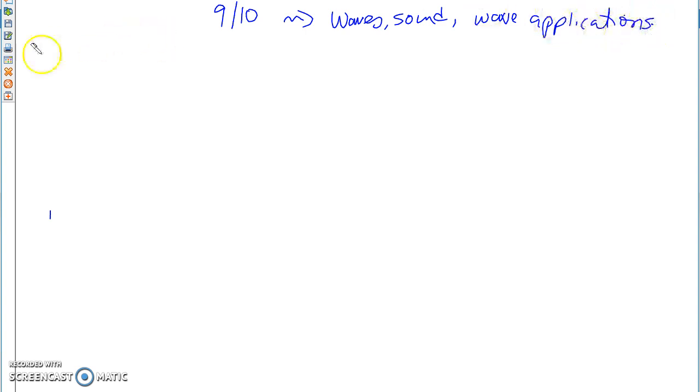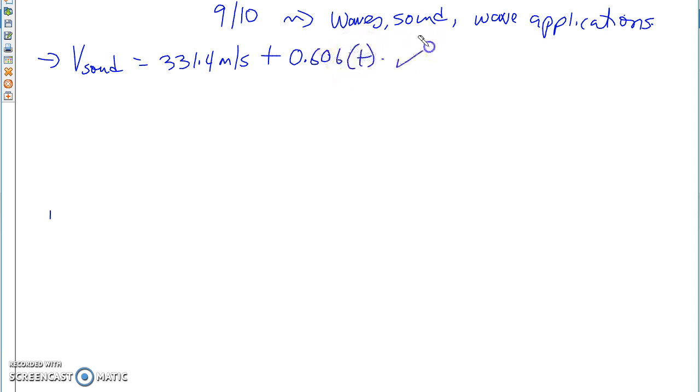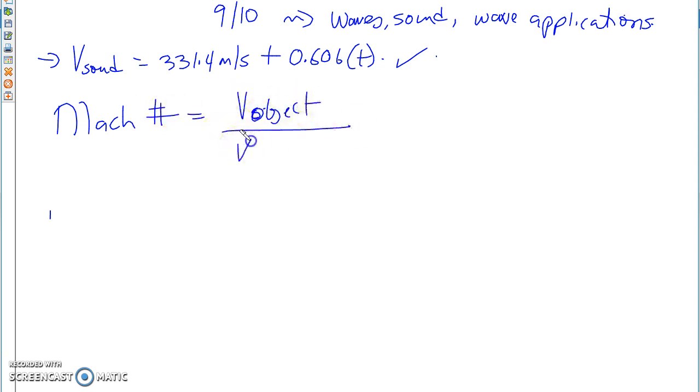I think we talked about velocity of sound, correct? Yeah, we did this. So 331.4 meters per second plus 0.606 times t. We did Mach number, which was velocity of object divided by velocity of sound at that spot. Correct? And then what else did we do?